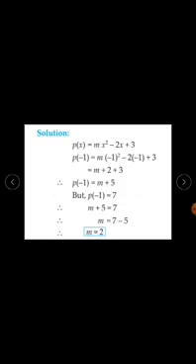Now question number 4. For the polynomial mx square minus 2x plus 3, if p of minus 1 equals 7, then find m. Solution: one polynomial is given. So p of x equals mx square minus 2x plus 3.